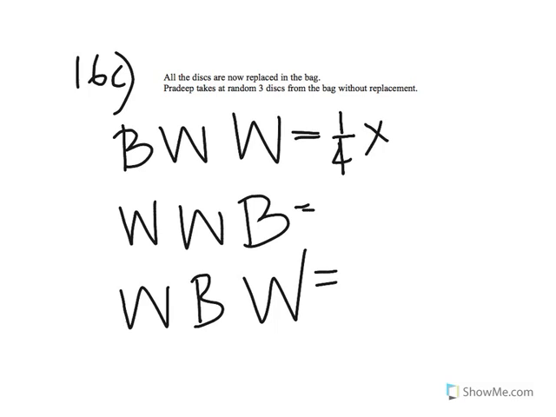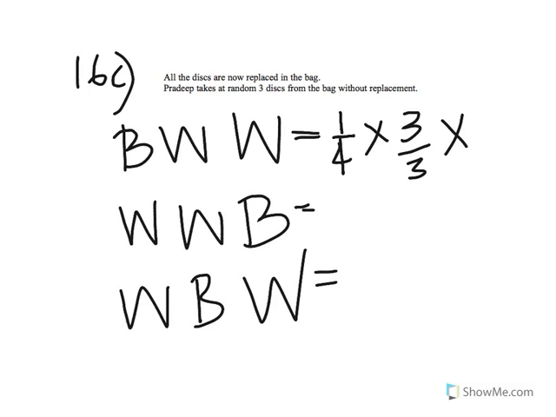And then you multiply that by the next probability of him picking a white disc, the second disc he picks. And if you think about it, he has a 3 out of 3 chance, because there are 3 discs left in the bag and there are 3 white discs. So that's a 3 out of 3 chance.